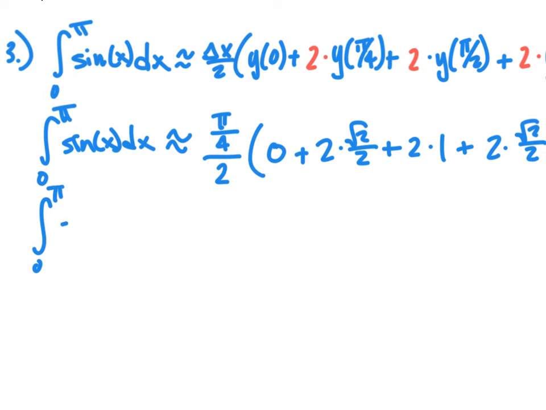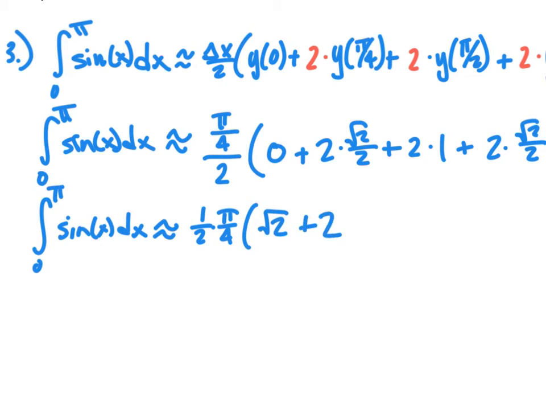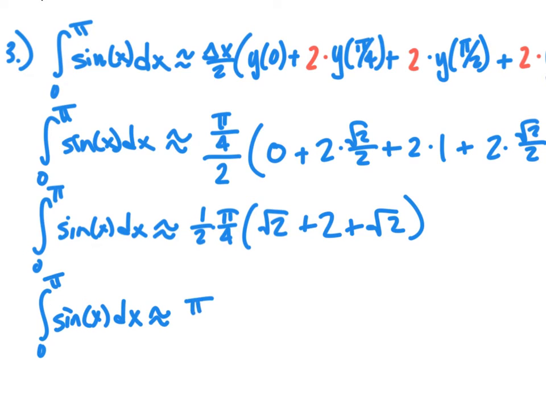The integral from 0 to pi of sine of x dx is approximately, if I've got pi over 4 divided by 2, that's the same thing as taking 1/2 times pi over 4. Okay, and then the 2's divide out here, so I just get the square root of 2 plus 2 plus the square root of 2. So the integral from 0 to pi of sine of x dx is approximately pi over 8. Okay, 1/2 times pi over 4 is pi over 8. And then I multiply that by the sum of all these numbers.